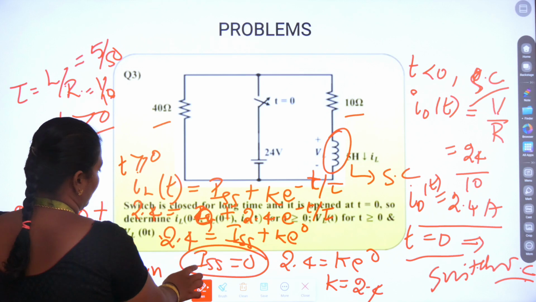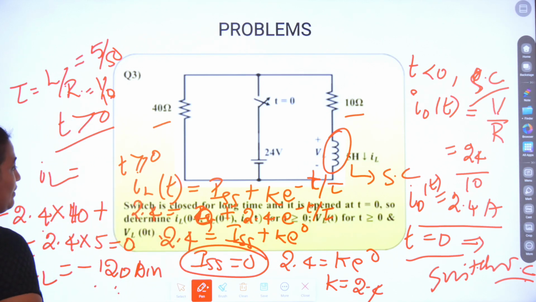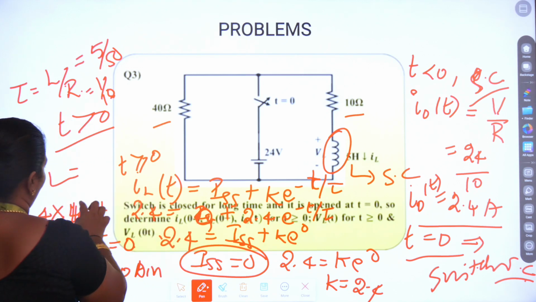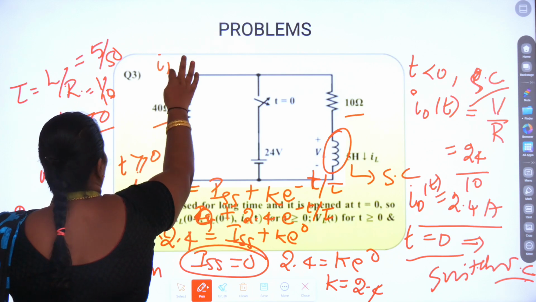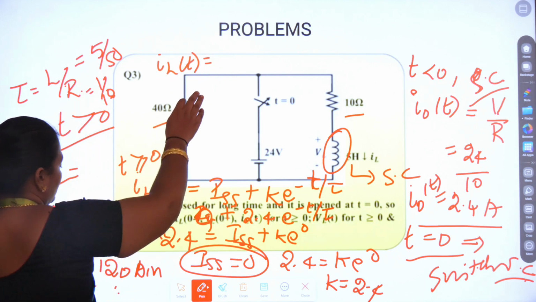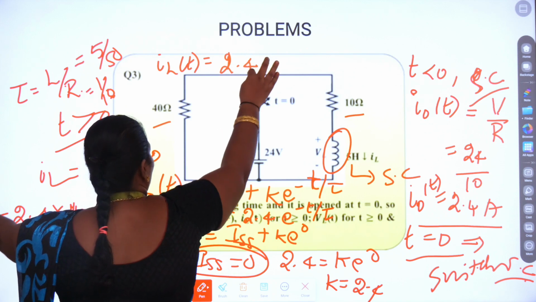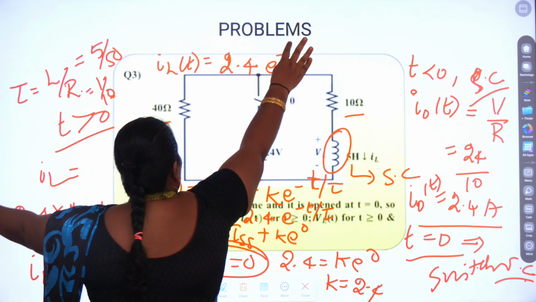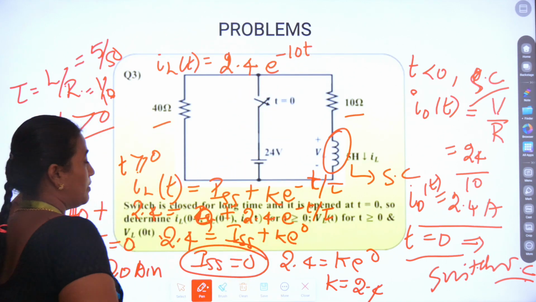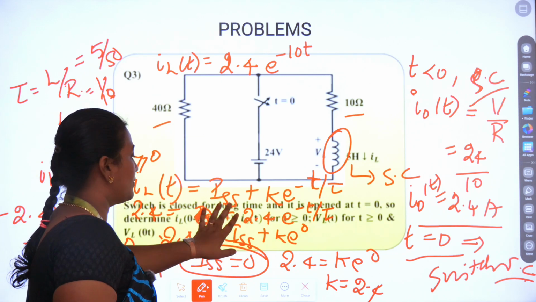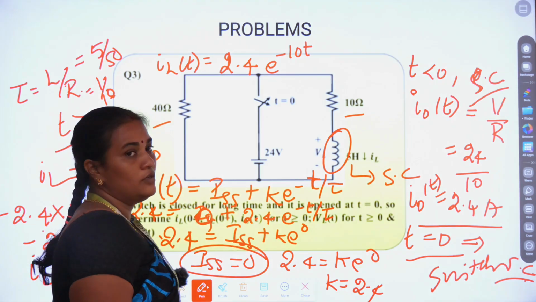When I substitute in this equation, I will get IL of t equal to ISS, which is 0, plus k, which is 2.4, so it is 2.4 into e power minus 10t. So this will be my IL of t when t is greater than or equal to 0. Thank you.